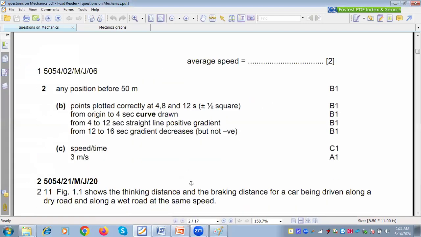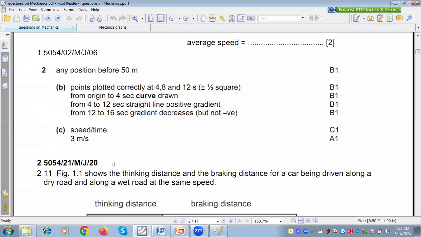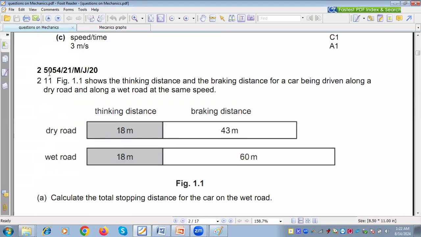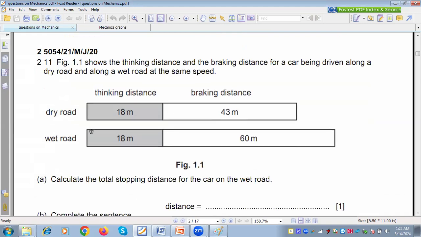Let us have a look at the marking scheme. Okay, so all the points are plotted, and the first part shows the increasing gradient, then uniform speed, and then decreasing gradient. Next question is from 5054, variant 21, May June 2020.